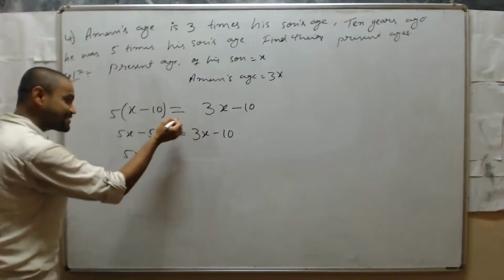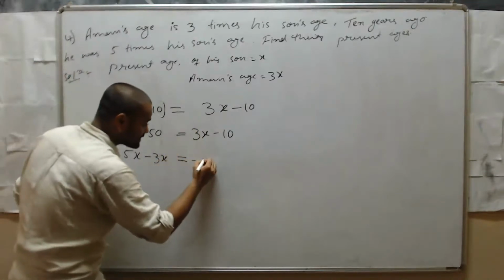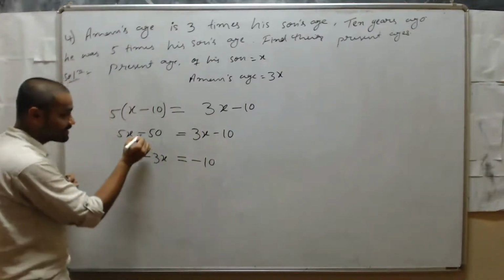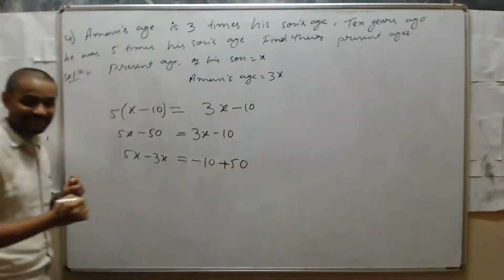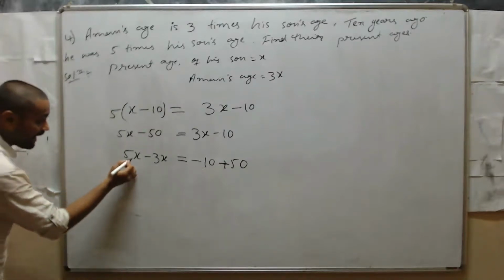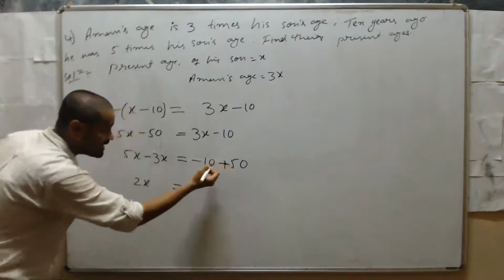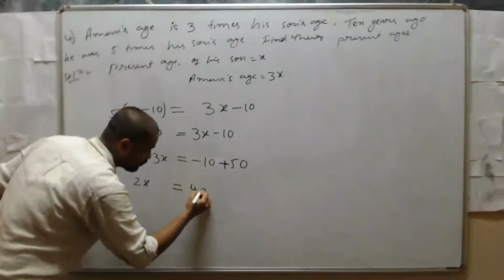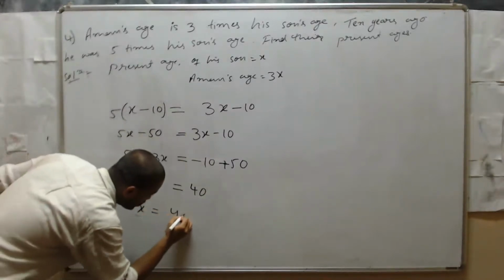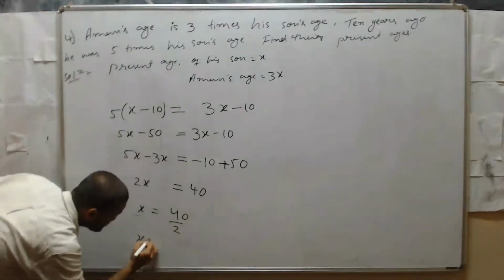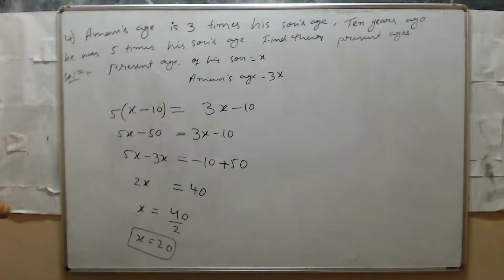5x minus 3x, 3x will come to this side and it will become minus 3x, is equal to minus 10, and minus 50 will transpose to that side and become plus 50, students. Then 5x minus 3x is 2x is equal to 50 minus 10 is equal to 40. Then what's the value of x? X is equal to 40 by 2, that is, x is equal to 20.